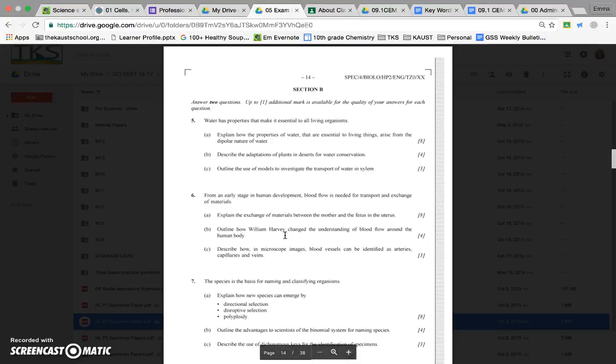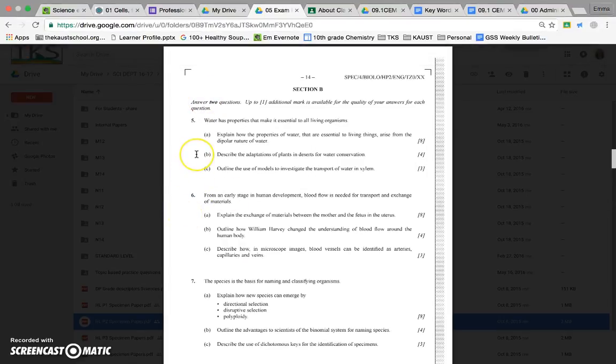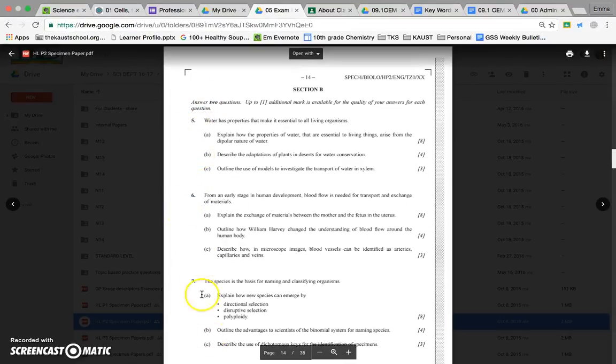These are what we call the extended answer questions. For each question, there are 3 parts. Now, this is the higher level paper, but it's very similar for the standard, but you only have 2 questions and you will have to choose one of them. In the higher level, you are given 3 questions and you have to choose 2.